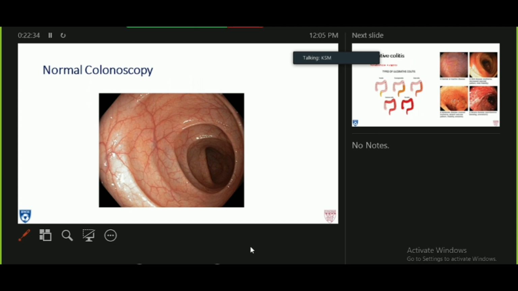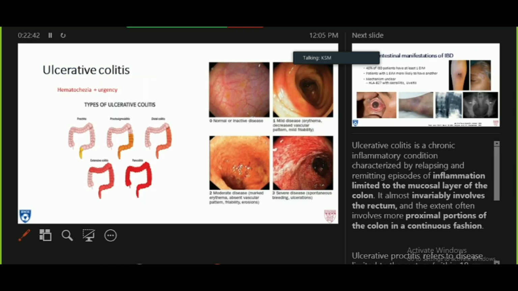I just want to remind you all of what a normal colonoscopy looks like, because we're going to start looking at some abnormal colonoscopies from now on. So let's talk about ulcerative colitis. This is a chronic inflammatory condition which causes remitting and relapsing episodes of inflammation, which is limited, however, to the mucosal layer of the colon.